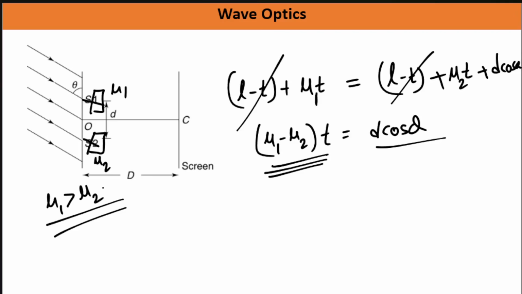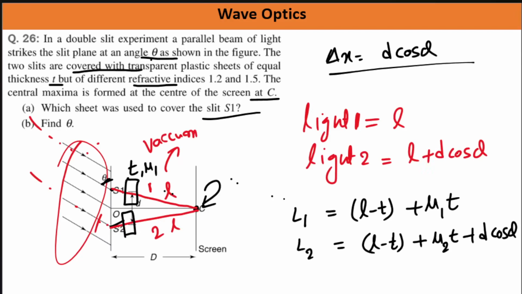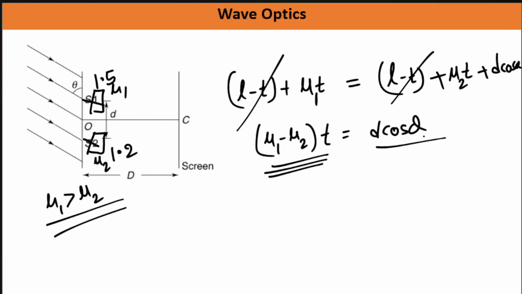So in that case, what you're going to do, here you will be keeping seat of refractive index 1.5, and here you will be keeping that of refractive index 1.2. So this is sorted, right? Now let us focus on second portion, find theta. So if you have to calculate theta, you can simply do over here. Mu 1 is 1.5 minus 1.2 into t is equal to d cos theta.